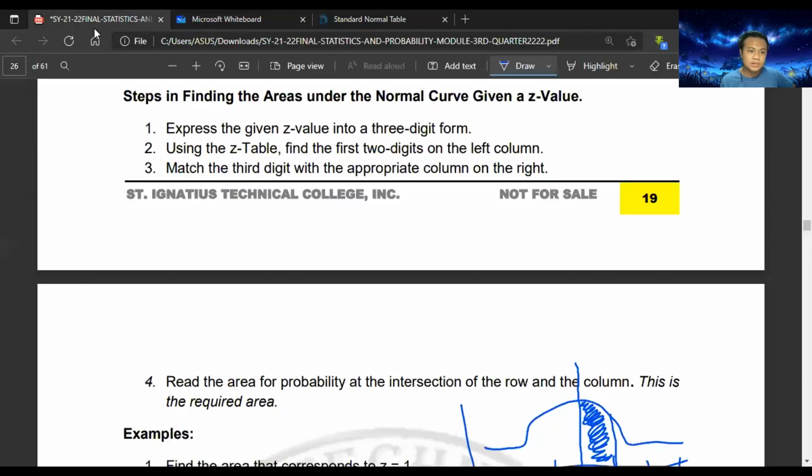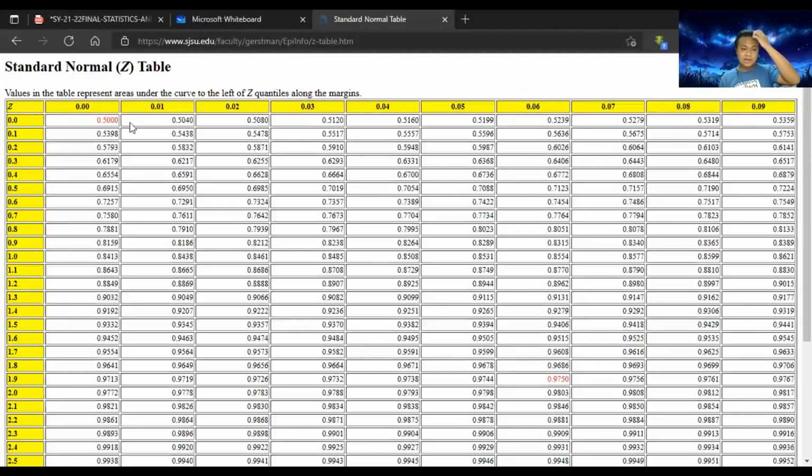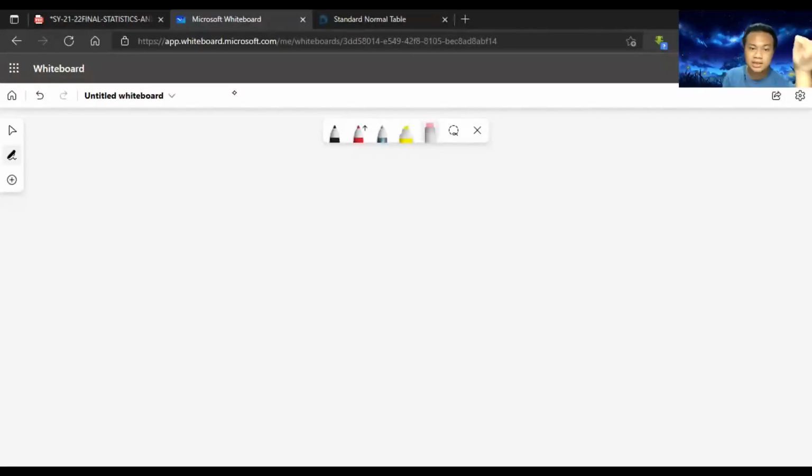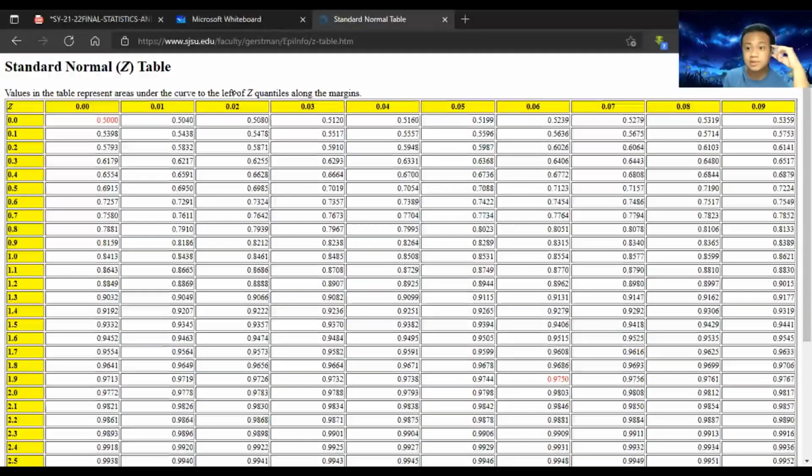Okay. So this is the area on the curve to the left of z, using the standard z normal table where the value at 0 is 0. But guys, it depends on which table is given to you.